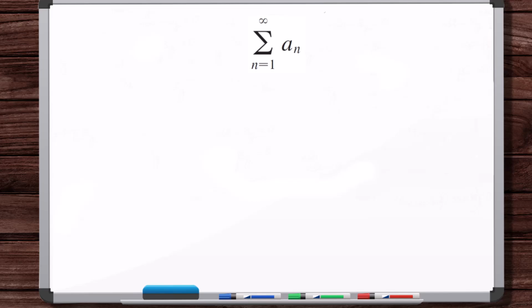As we talk about series and series convergence and divergence, one of the topics that we're going to be continuously bringing up is the remainder of a series. And so, what exactly are we referring to when we say the remainder of a series?